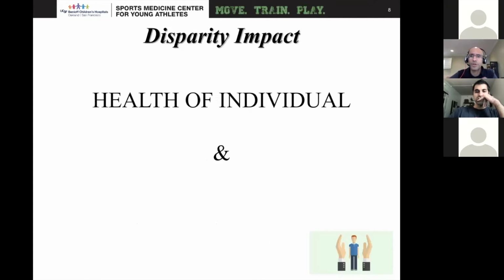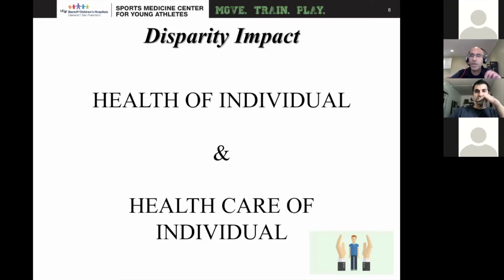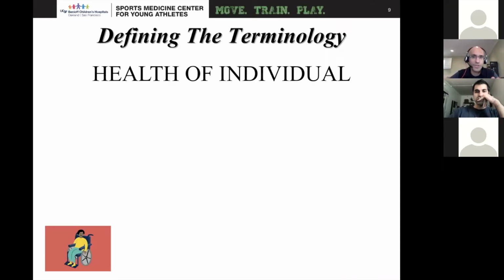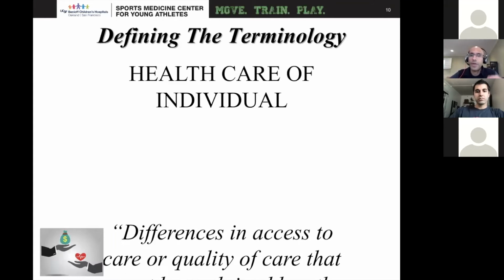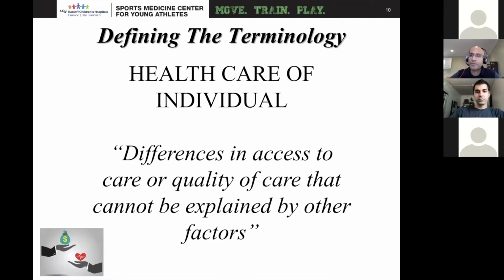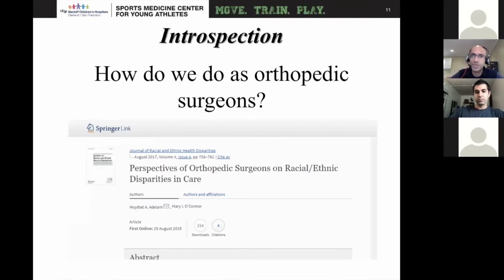And it's also important to understand how disparity impacts them. So it impacts the health of the individual and the healthcare of the individual. And those are two distinct things. If you look at health of the individual, it's a higher burden of disability of one group compared to another. When you think about the healthcare of the individual, it's difference in access to care or quality of care that can't be explained by other factors. It's important to understand that.